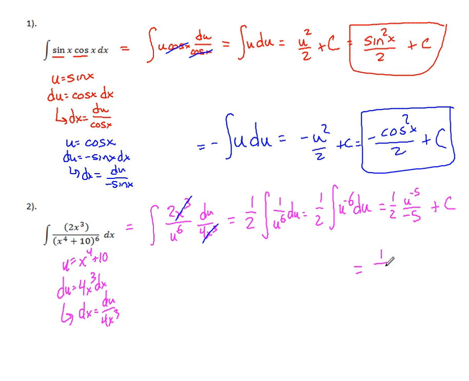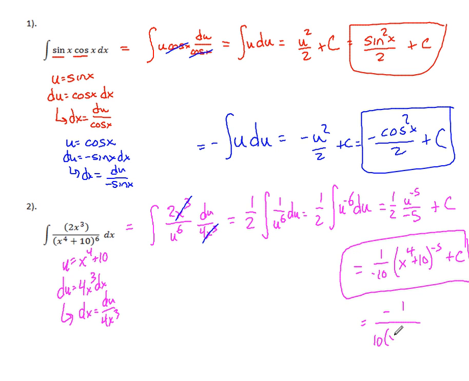I'm going to have 1 over negative 10, or negative 1/10, and then I don't like u to the negative 5th. I need to change it back in terms of x. So plug back in for u, so x to the 4th plus 10 to the negative 5th power, plus c. And there's your final answer. You could, if you want, make it negative 1 over, you can bring this back down to the denominator, x to the 4th plus 10 now to the positive 5th. If I said to get rid of all negative exponents, either one of those is a perfectly good answer.